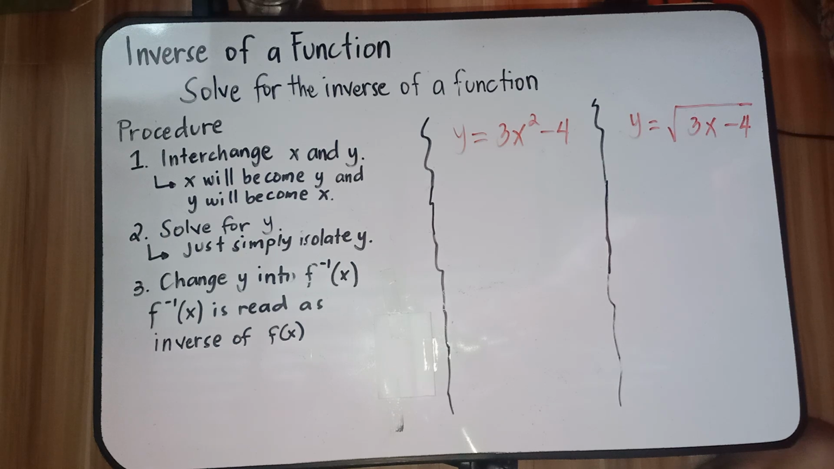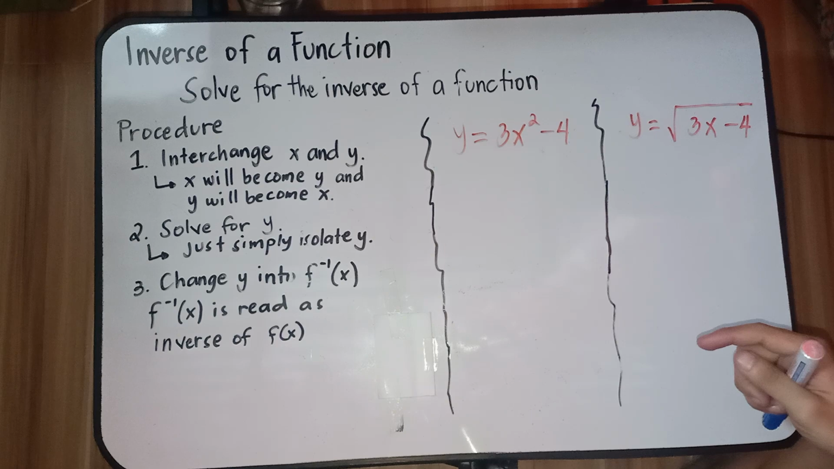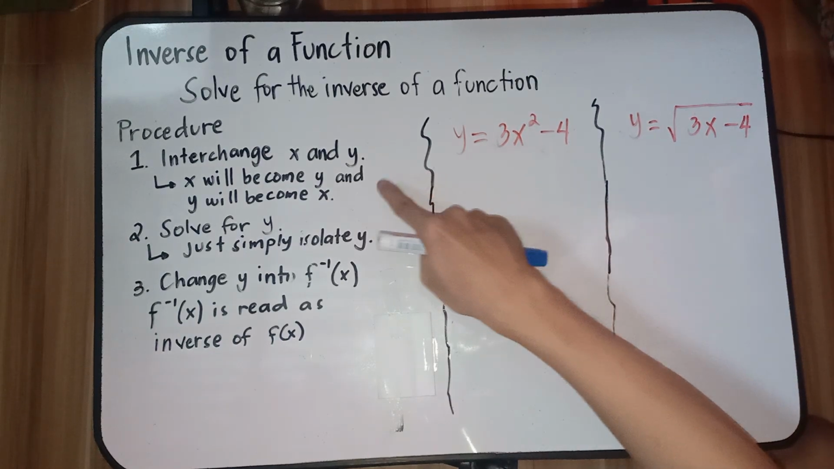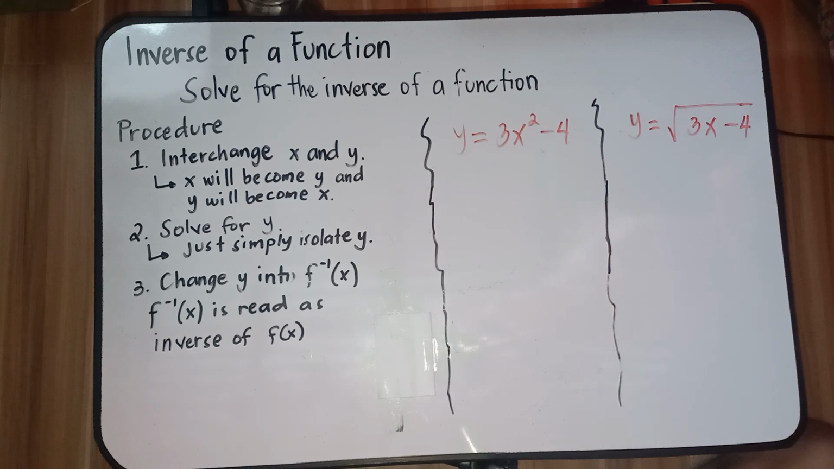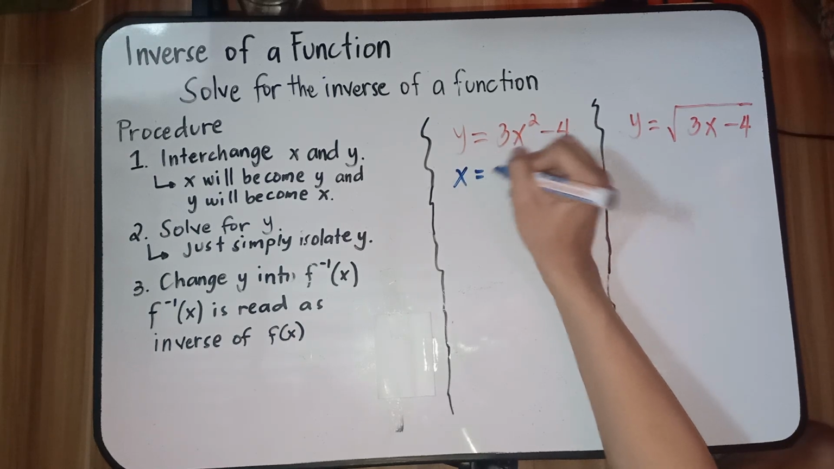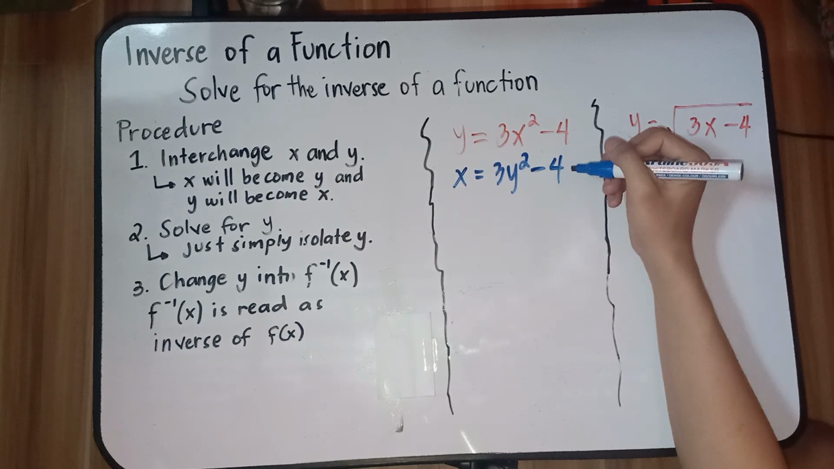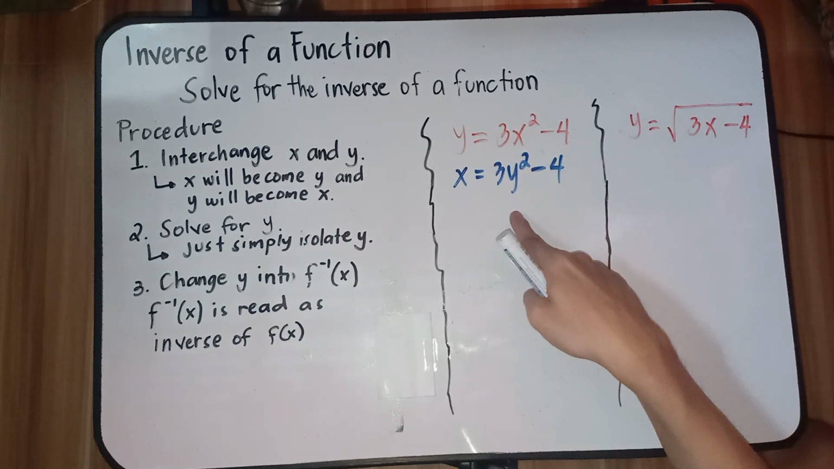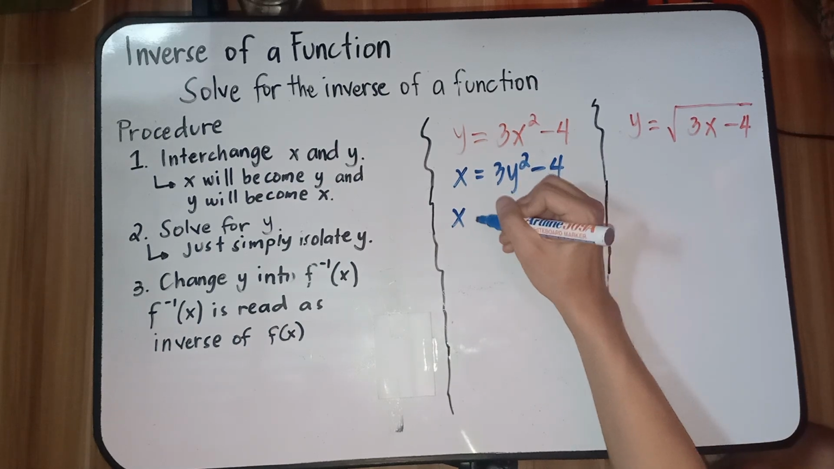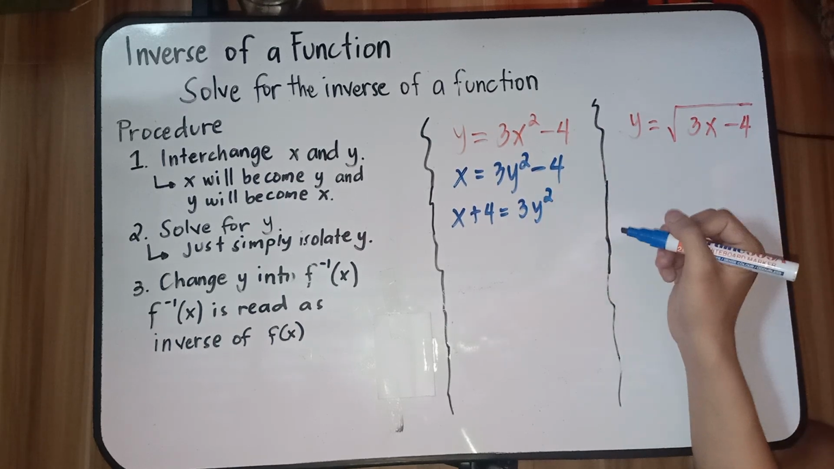For problem number 3, we have y is equal to 3x raised to 2 minus 4. And this one is an example of a quadratic function but without its middle term. So we need to follow the same procedure. Step number 1 is to interchange x and y. So we have x is equal to 3y raised to 2 minus 4. The next step is to isolate y. Therefore, we need to transpose negative 4. So we have x plus 4 is equal to 3y squared.